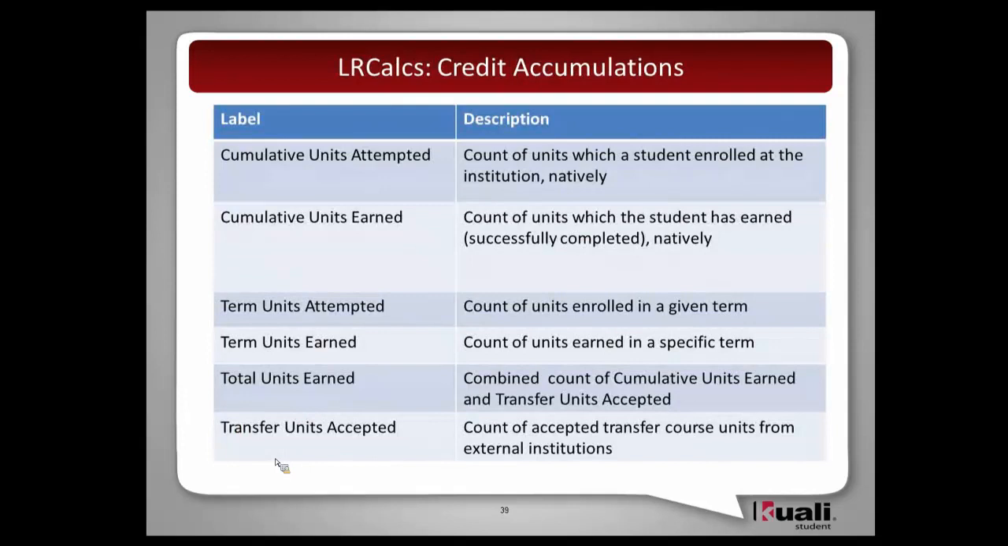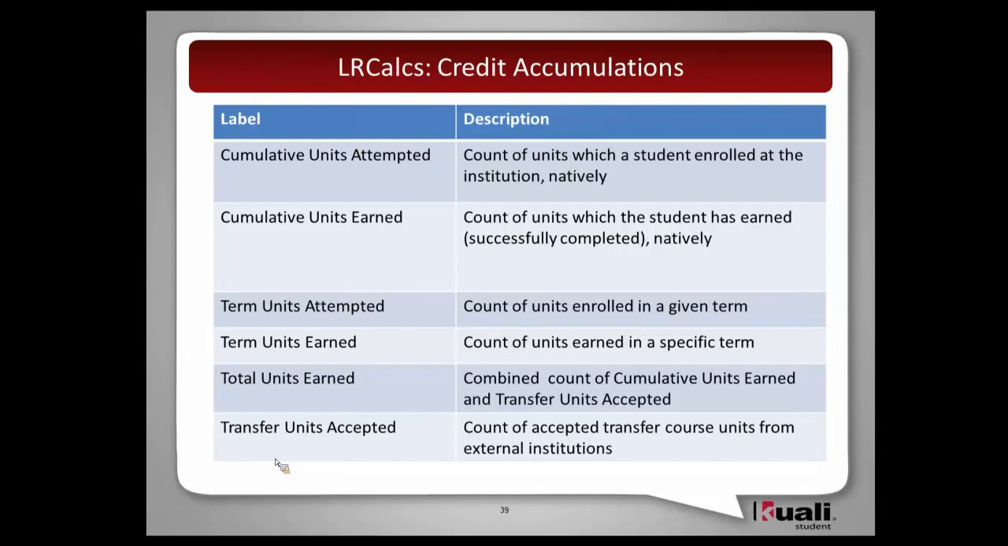So this gets into some terminology. We'll go through some labels. These are talking about the credit accumulation. One is the cumulative units attempted. This is typically talking about the count of units which a student enrolled at the institution natively. This is important to throw out there because Maryland was awful at using that word attempted in a loose way. Because our attempted just means the number of credits being used in GPA calculation. That's confusing, isn't it? So we tried to normalize these terms. This is just about the things that you've attempted.